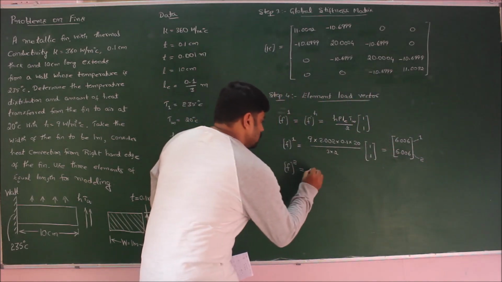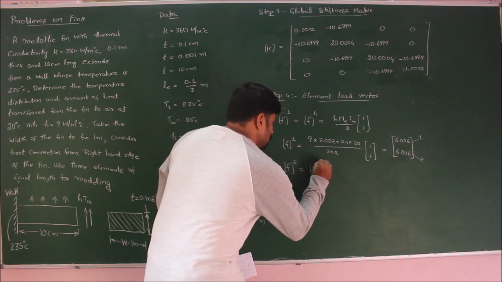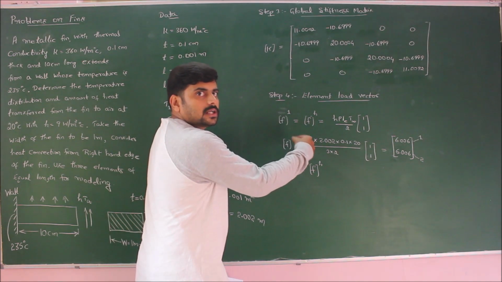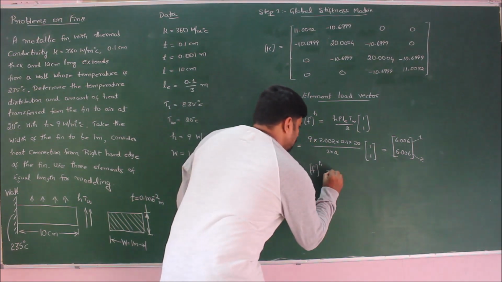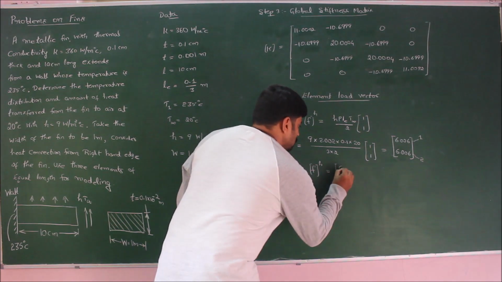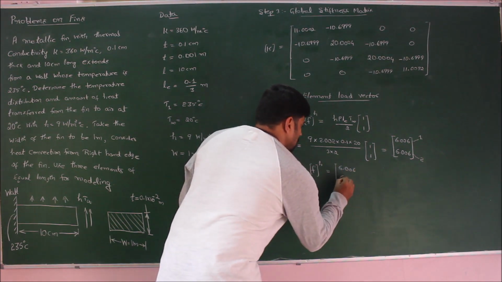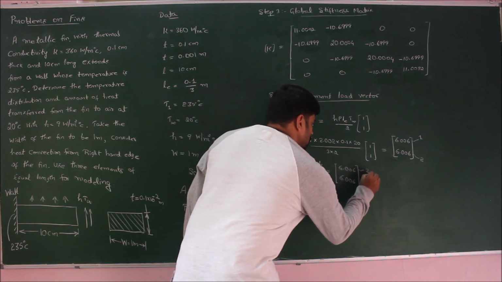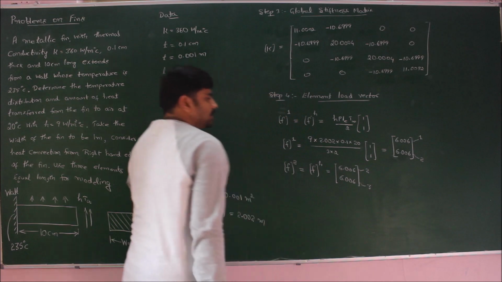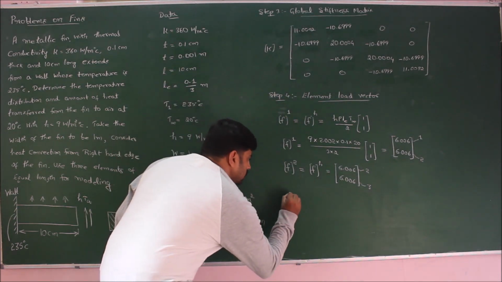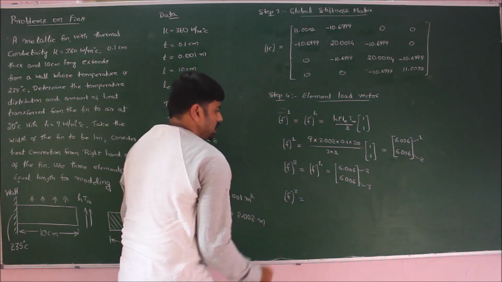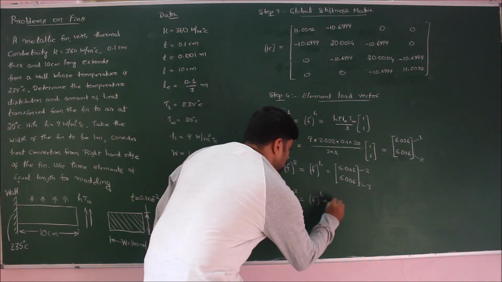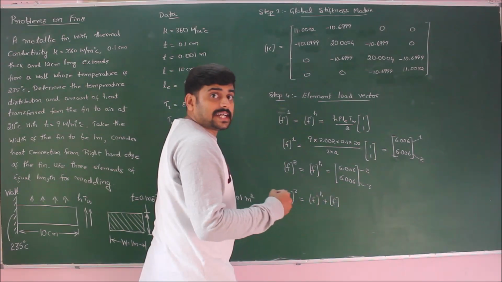For element 2 also we have load vector due to surface convection, and the values remain the same for element 2 also. So therefore load vector for element 2 is also equal to 6.006 and 6.006, whereas the node numbers for element 2 are node number 2 and node number 3. Moving on to element 3. For element 3 we have load vector due to surface convection plus load vector due to right end convection.